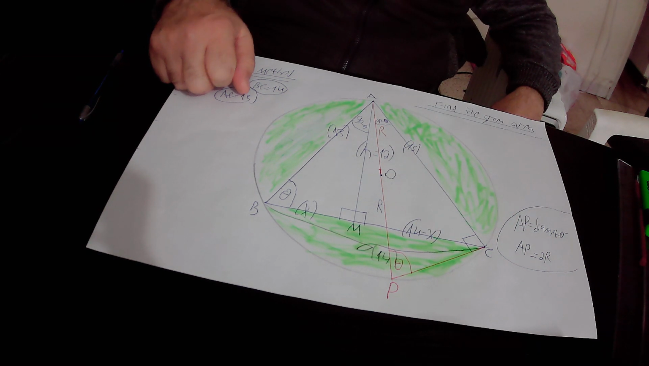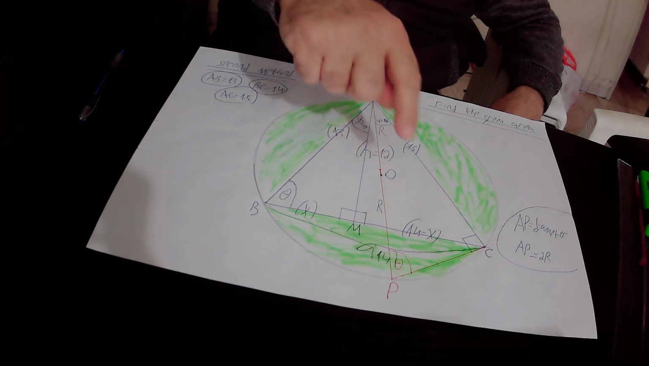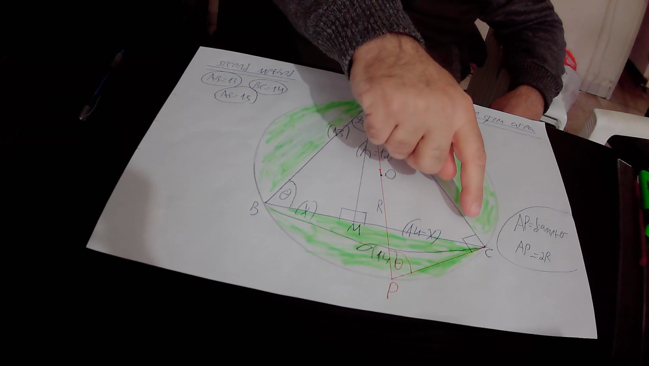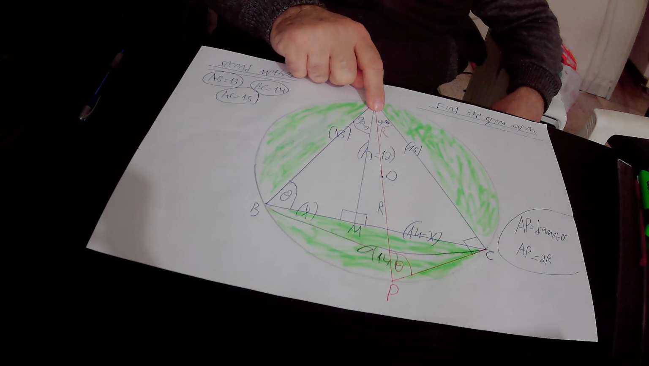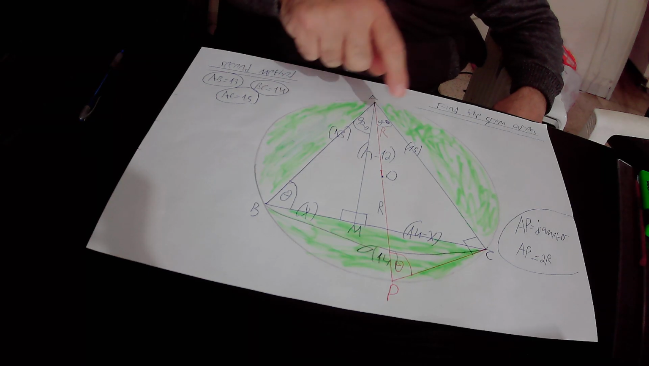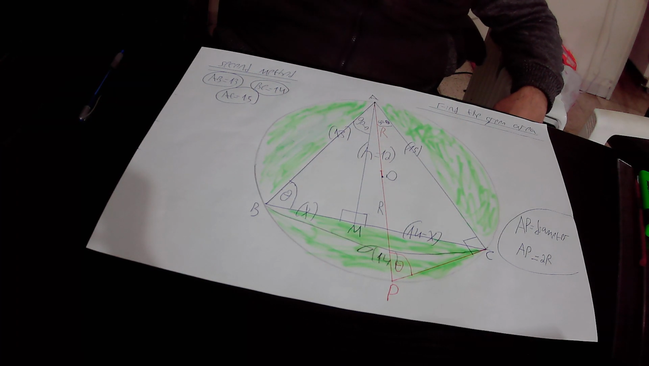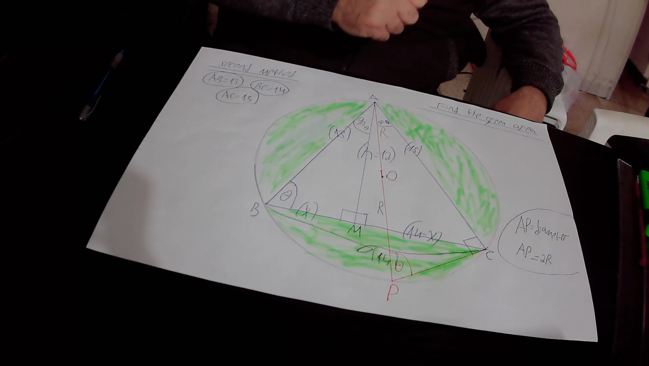If you focus on the right triangle APC, this angle equals theta, and this angle equals 90 degrees, therefore the missing angle must be equal to 90 degrees minus theta. Why? Because 90 degrees minus theta plus theta is 90 degrees, and 90 degrees plus 90 degrees equals 180 degrees, that is the sum of the angles in any triangle.